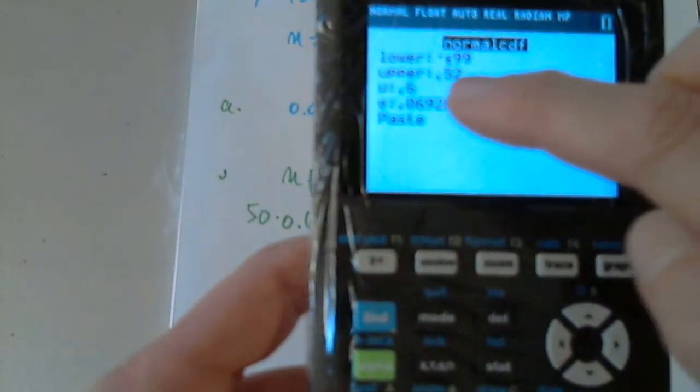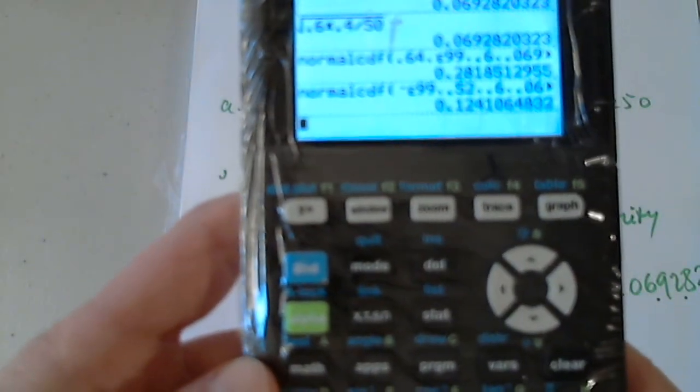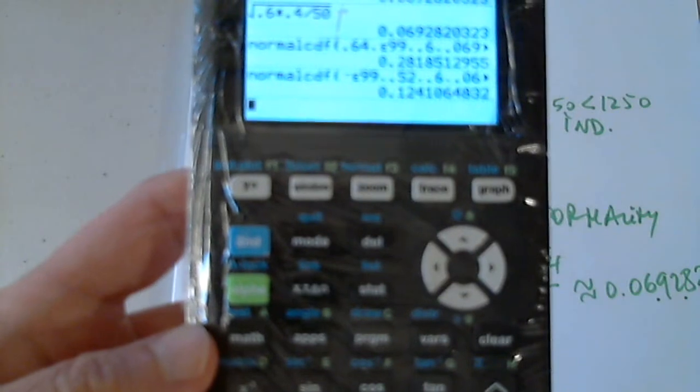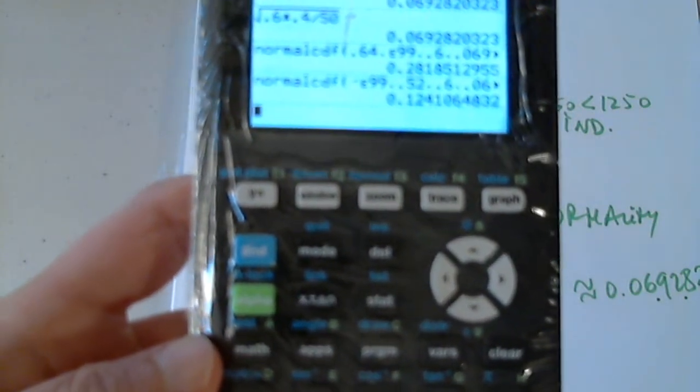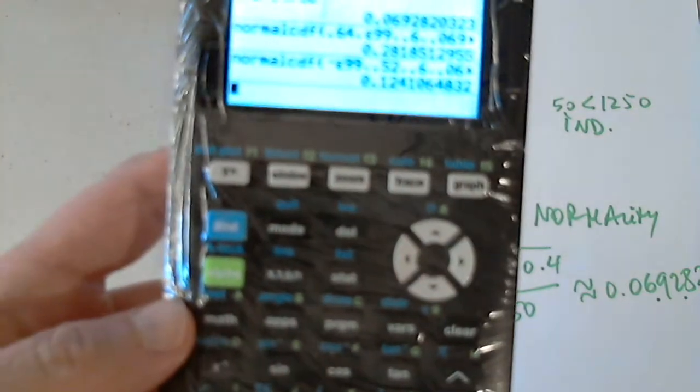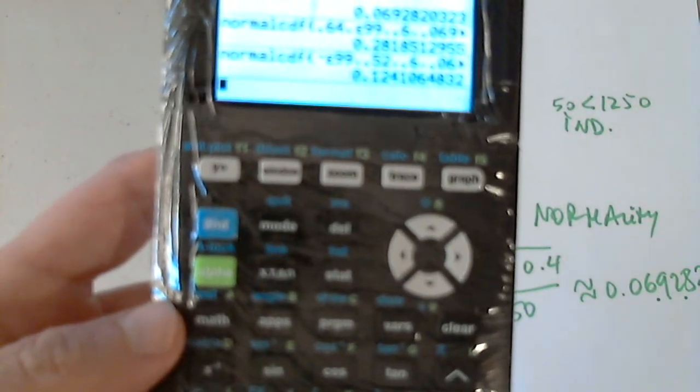It kept the 0.6, it kept the same sigma. And I get 0.1241. How many decimal digits? 4 again. 0.1241. Oh, I was typing up in the air, in the cloud. 0.1241.